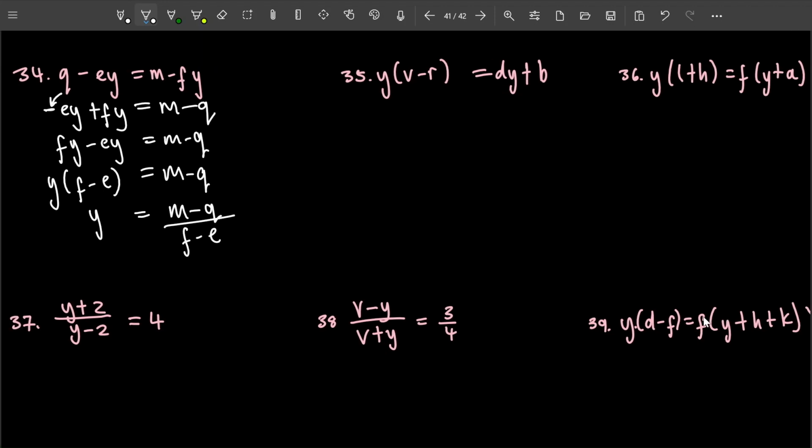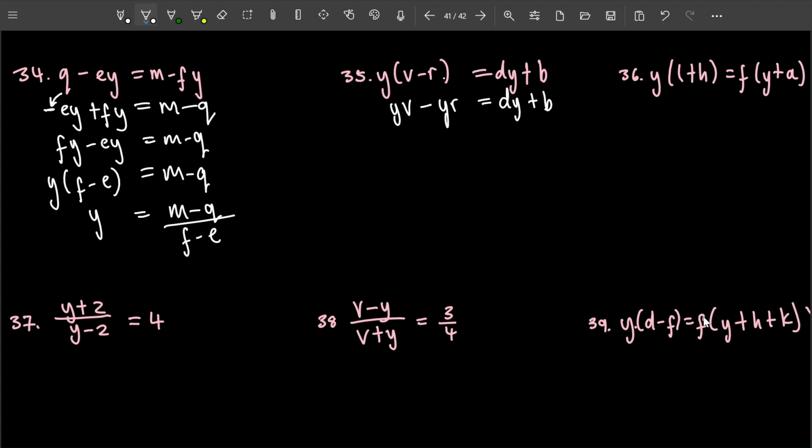What do I do? I'm making Y the subject. Okay. I see I have Y on the left and Y on the right. I have to expand. So what do I do? Y times V, YV. Y times negative R, signs are different. Your answer will be negative. Y times R is YR or RY. Doesn't matter. Is equal to dy plus B.